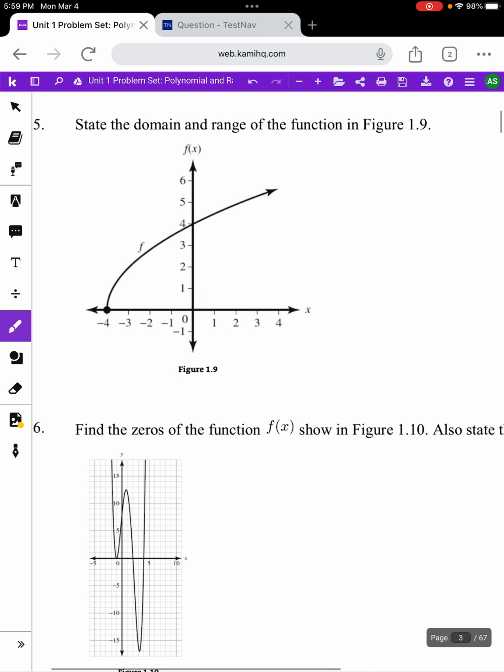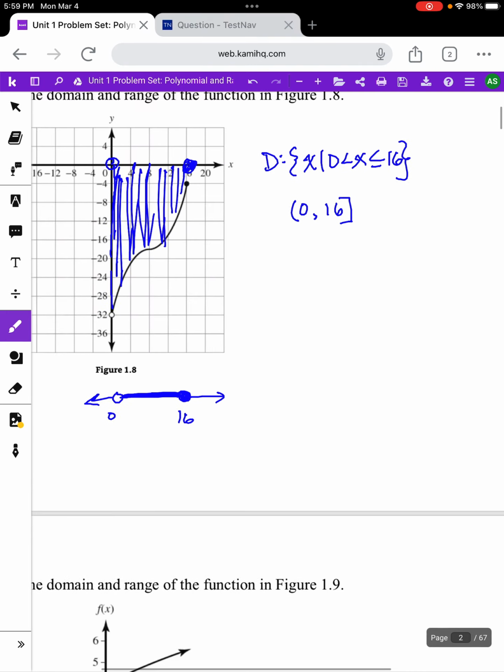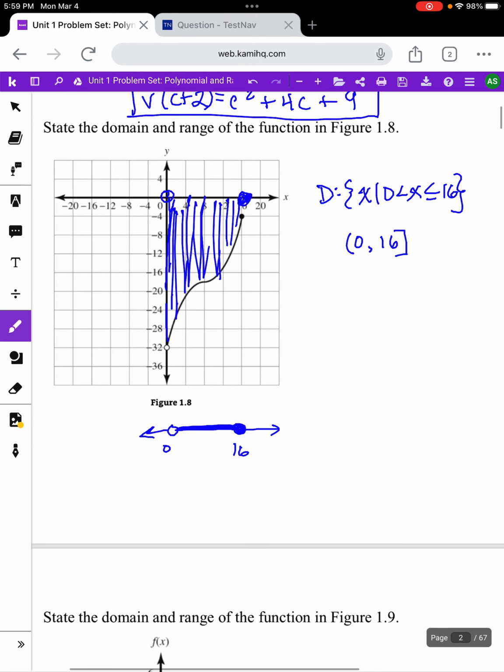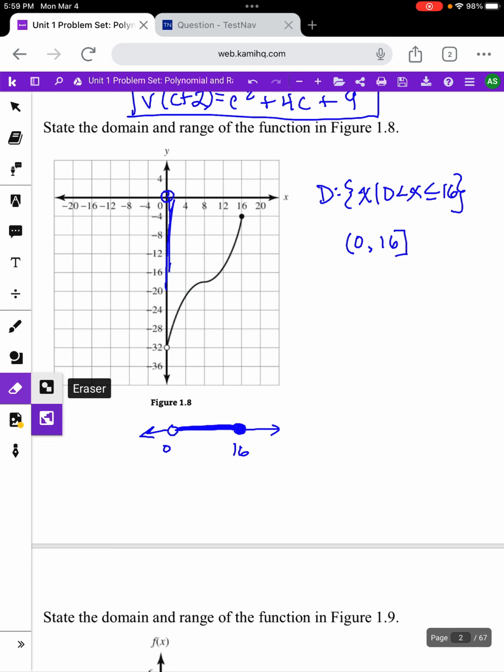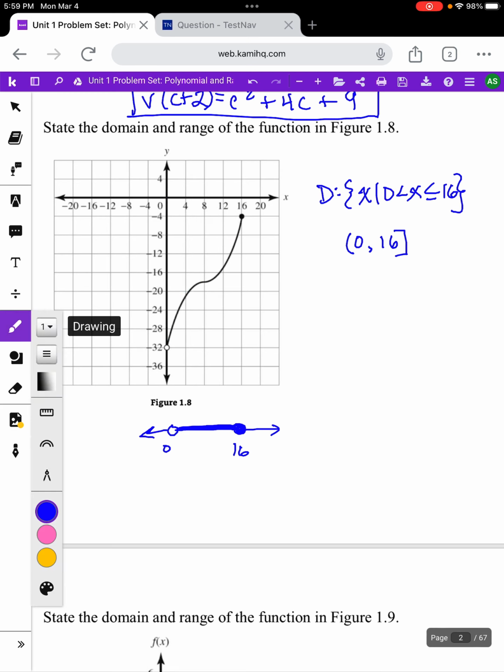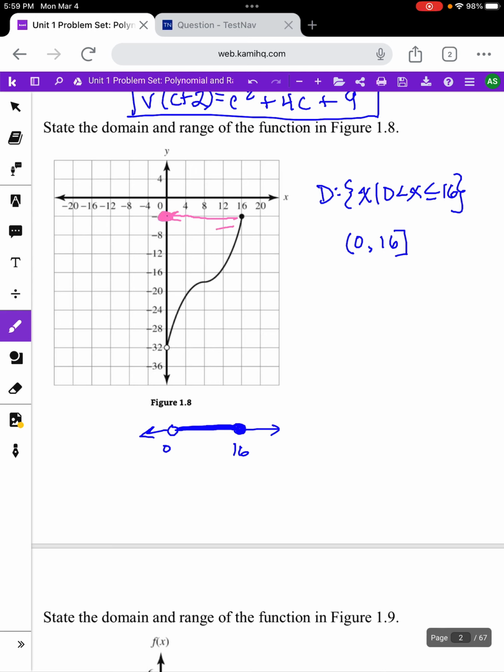State the domain and range of this function. Did it ask for range on this one? Oh, it did. It wants range too. Okay, sorry. All right, so let's go back. I'm going to erase the blue here, and now we're going to find the range. I'm going to do it in pink. So I'm going to start by going all the way over to the y-axis. The first number I hit is negative 4, and we're including it. And then I'm getting all of these numbers all the way down to negative 32, which I'm not including.